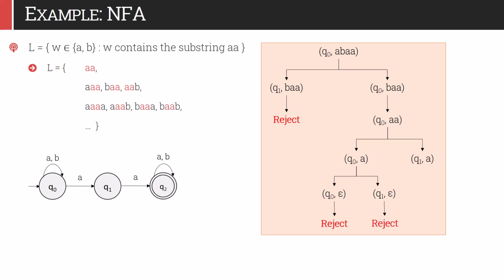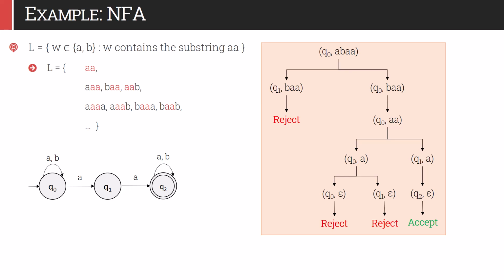Now move to the next branch, that is Q1 comma A. From Q1, if we read A, then we are moving to state Q2 and the entire string is processed. And as Q2 is a final state, this path is a valid path. So as we can see, in case of NFA, the movement is not linear. Rather, we have to do a lot of backtracking to confirm whether the string is a member of the language or not.